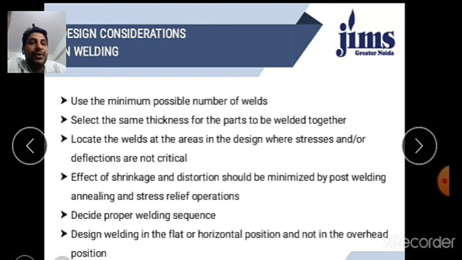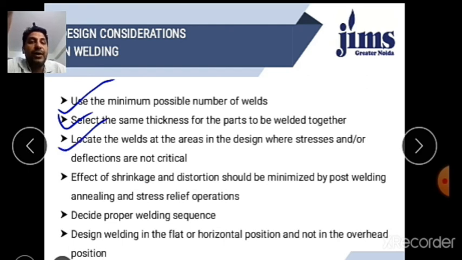Use the minimum possible number of welds, otherwise you should avoid a large number of welding spots, because these spots damage the material due to the heat affected zone, and it will also lead to some complications. Next point is select the same thickness for the parts to be welded together. Suppose two components are to be welded, then they should have similar dimensions, otherwise uneven structures may result. That would also lead to stress concentration.